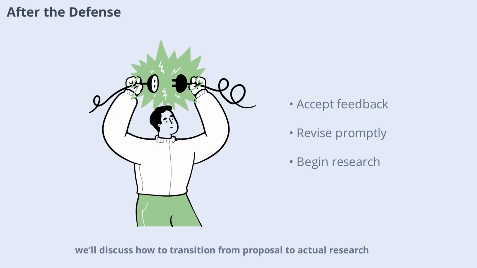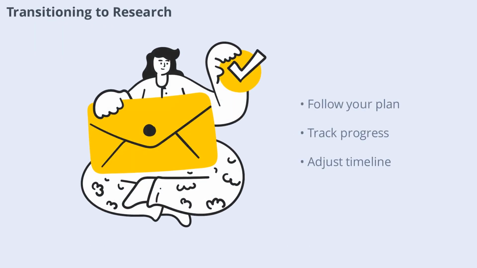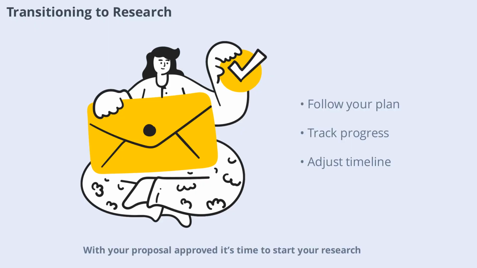In the next scene, we'll discuss how to transition from proposal to actual research. With your proposal approved, it's time to start your research. Use your proposal as a roadmap, following the plan you've laid out. Stay organized and keep track of your progress. Regularly review your timeline and adjust as needed.